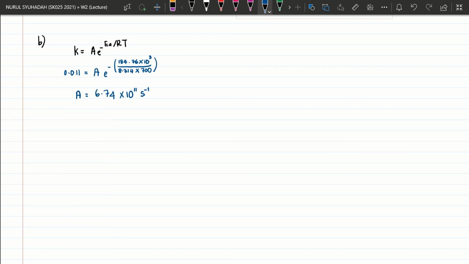Now, how do I get the unit for A as per second? It came from our rate constant. The unit for our rate constant K is per second.